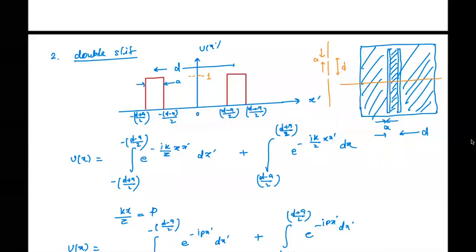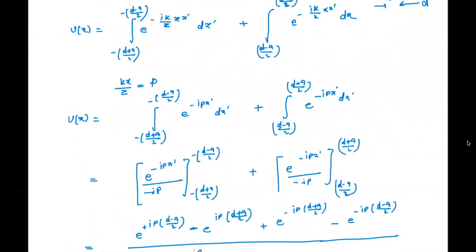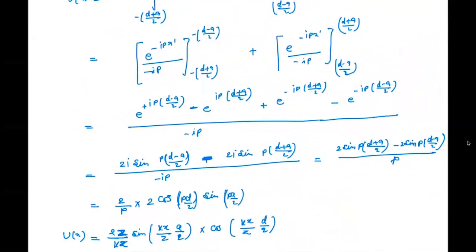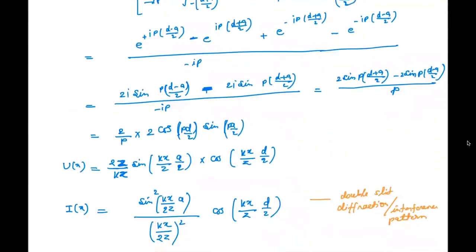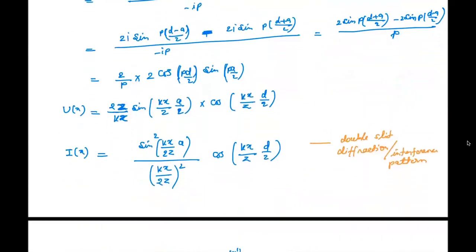It again starts from d minus a by 2 and goes up to d plus a by 2. Now the next thing is just to evaluate this integral. Just do the math. I am not going to go through all of this. This is the amplitude, and corresponding to the amplitude, this is the intensity.